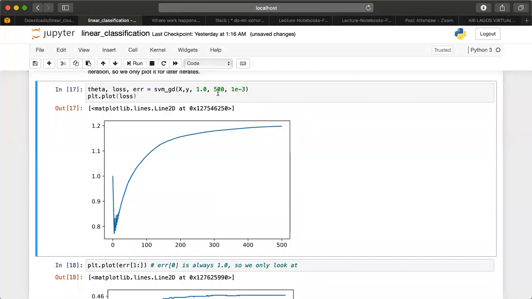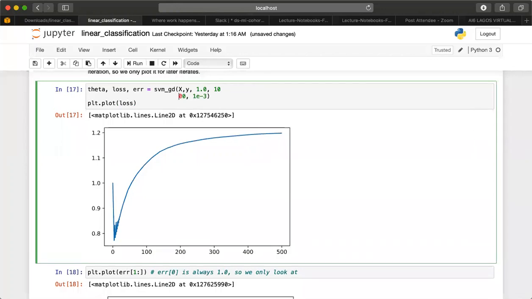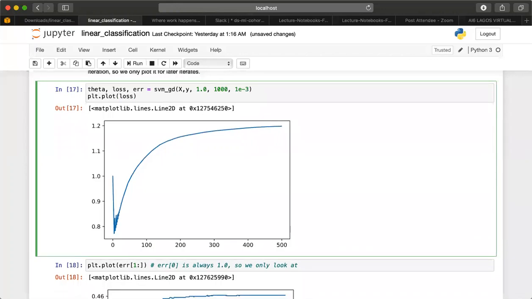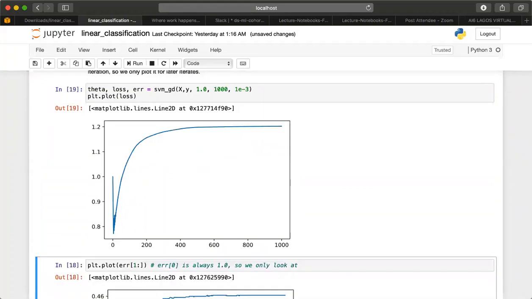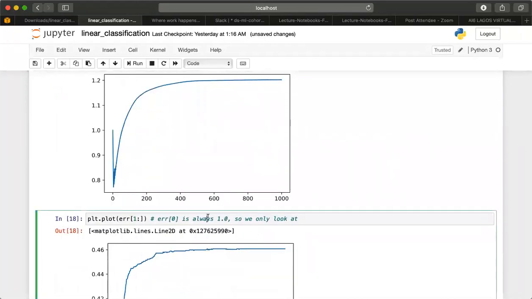So let's even see what happens after 1,000 iterations. Okay, so now after 1,000 iterations, it begins to flatten, meaning that the changes are actually very, very minute, right? And then we can also plot the error.